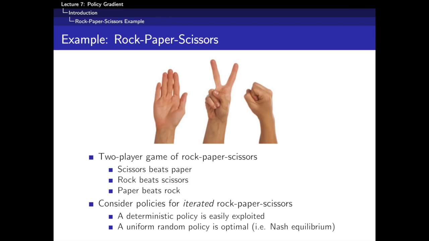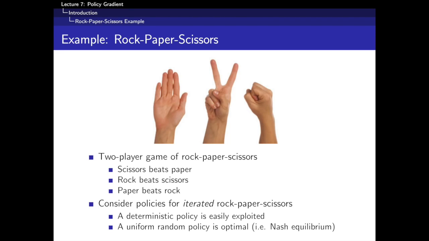So the first example is rock, paper, scissors, or Roshambo, which has lots of different names depending where you're from and how you play this. It's just the game where you show paper, scissors, or stone, and scissors beats paper, rock beats scissors, paper beats rock. If you were to just play this deterministically, any deterministic strategy is very easily exploited. If I always play rock, you'll very quickly figure out that you should just play paper and I'll lose every single time.